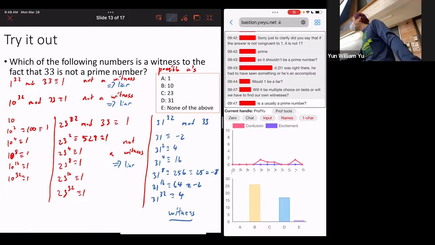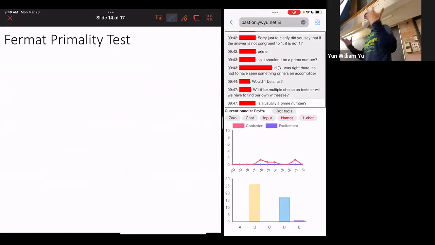In fact, I think these are the only liars in the set from 1 to 32. And I had to pick them carefully. I think I need to double check again. But yeah, so let's sum this up.